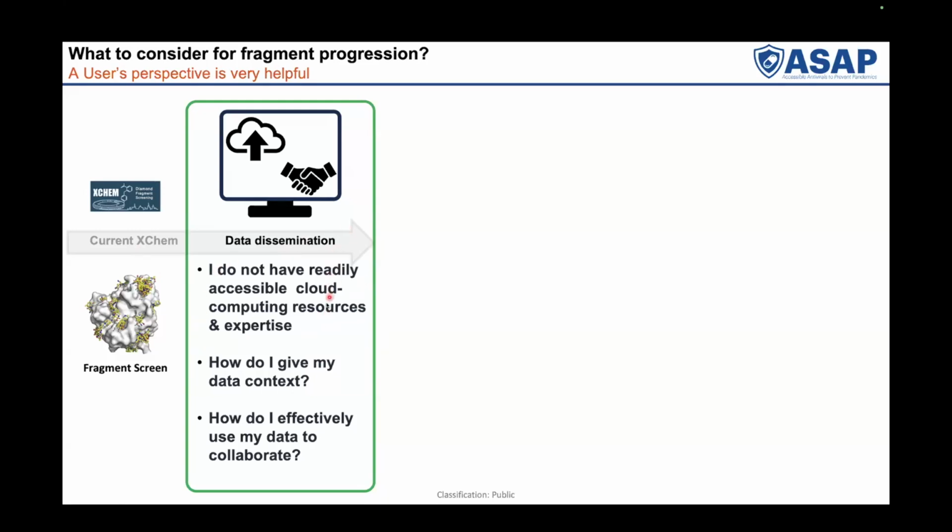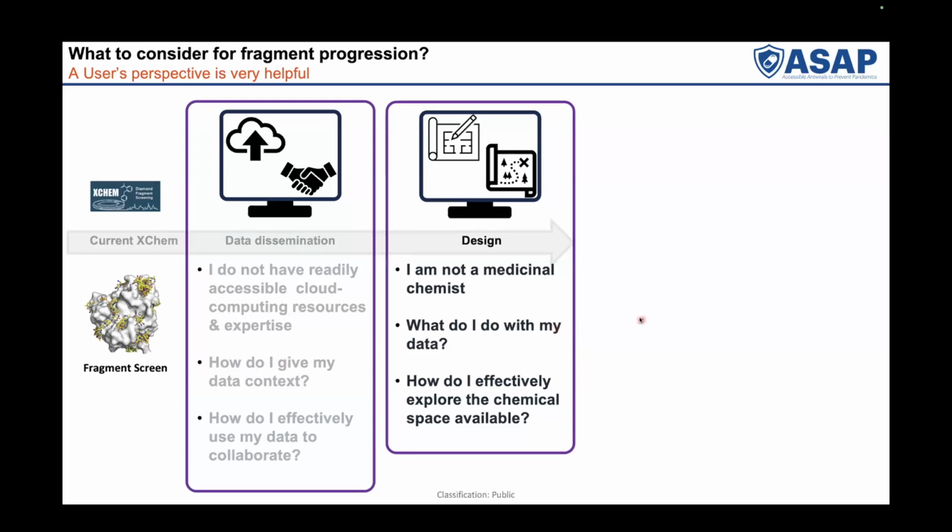Starting with the data dissemination bit. Many users may not have available cloud computing resources or the computational expertise to actually help themselves get their data out, and also tools like that will give their data context with the curation and annotation of the data sets. The next bit is the design bit. We have a lot of users that are not medicinal chemists or have no idea what to do with their data. And we also want to help them answer this question of how they effectively explore the chemical space available.